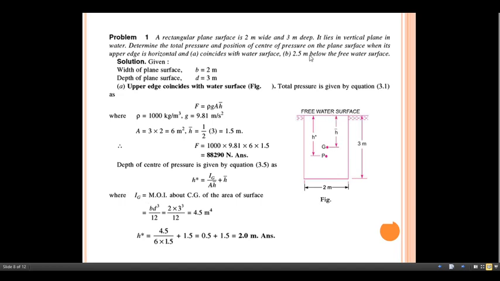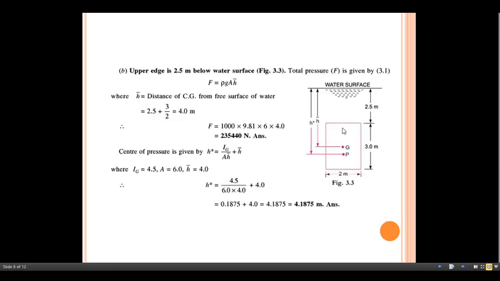Now in the next case, when the surface lies 2.5 meter below the free surface of the water, just see here the free surface of the water is here, then just see how the changes will occur here.